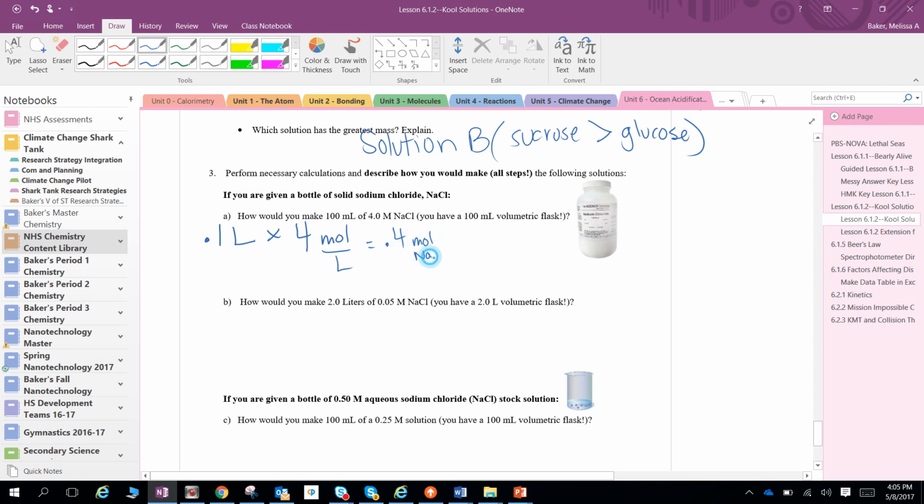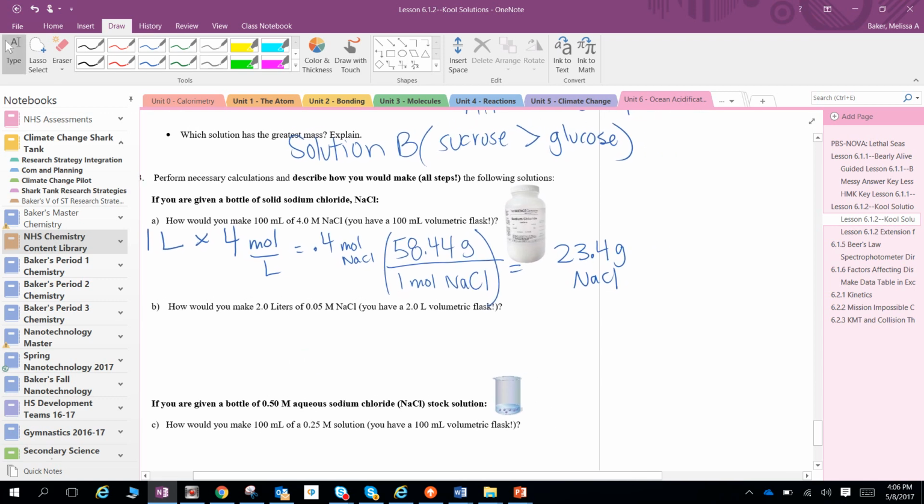of NaCl. We can figure out its molar mass by using the periodic table. 1 mole of Na, 22.99 grams, plus 1 mole of 35.45 for chlorine. That comes out to be 58.44 grams. Multiply that by 0.4, we need 23.4 grams of NaCl.